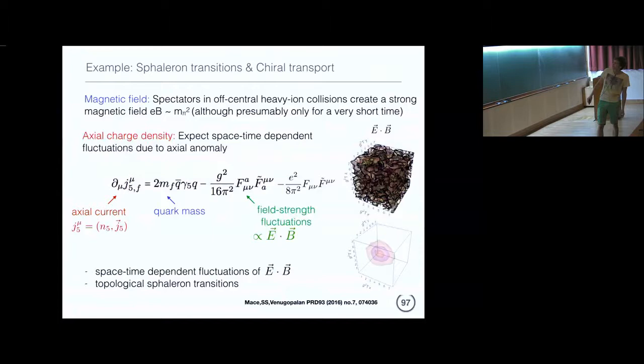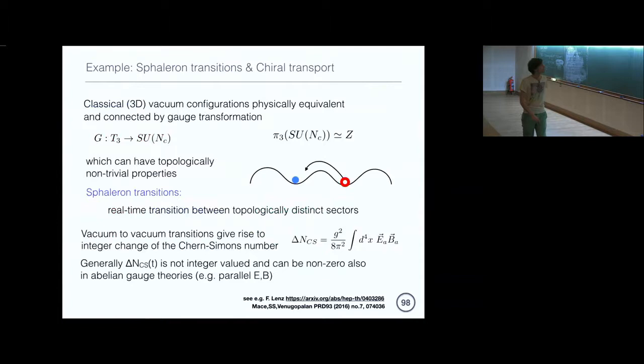So instead of having this complicated mess, you have these kind of localized objects, which create local bubbles of axial charge. And this is related to really topological transitions in the gauge theory. So what do I mean by this? Okay, so this is sort of sphaleron 101. Let me try to explain this.